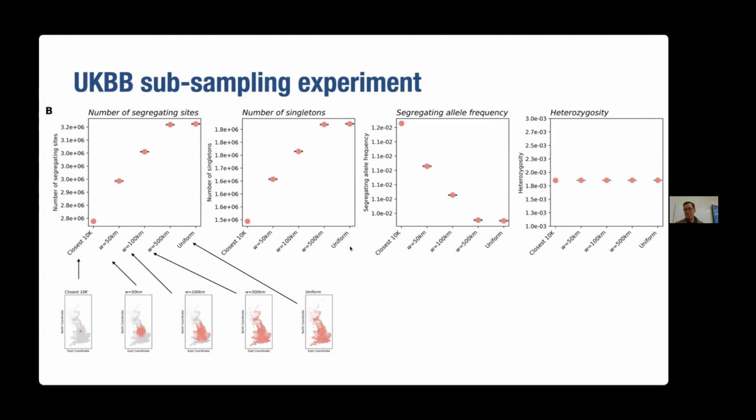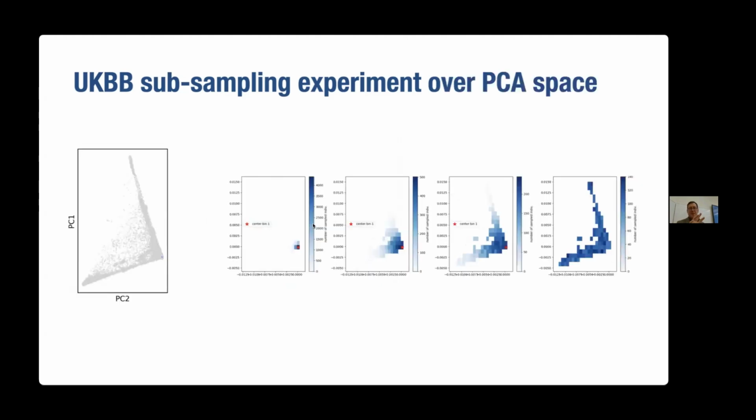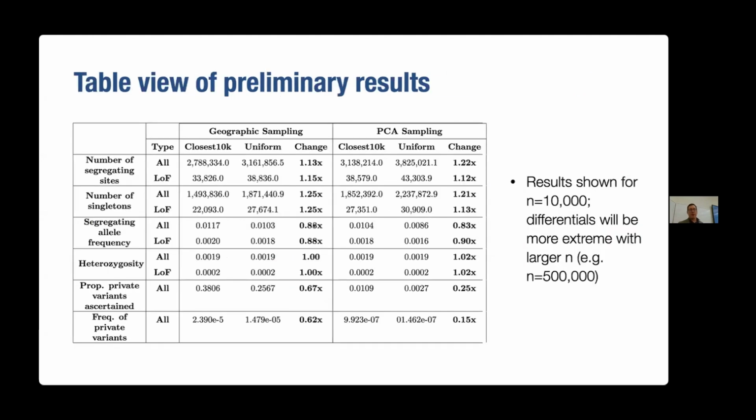We have a similar experiment with PCA space, sampling at different scales, picking a location in PCA space, and then going out further and further from there. This is a summary of both of those sets of results. These are preliminary results. Like I said, we're doing some touch up before publication, but this is a flavor. So this is from the closest 10K, getting as close as you can to one sampling center, or spreading out uniformly over the space of Britain, or uniformly over the PCA space.